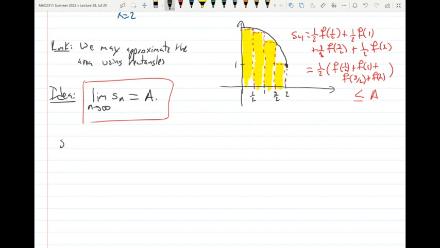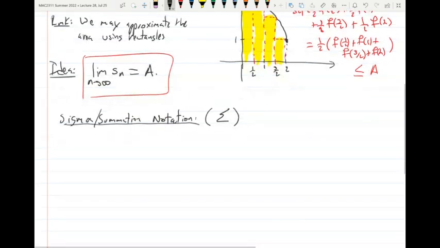So, sigma notation, or summation notation. We say sigma because we're going to use the capital letter S in Greek, which is called sigma. You know Greek, right? Okay. So sigma notation, and we're going to use this symbol, it looks like that, and this is the capital letter S in Greek. Okay, S for sum, because we're going to be adding things.